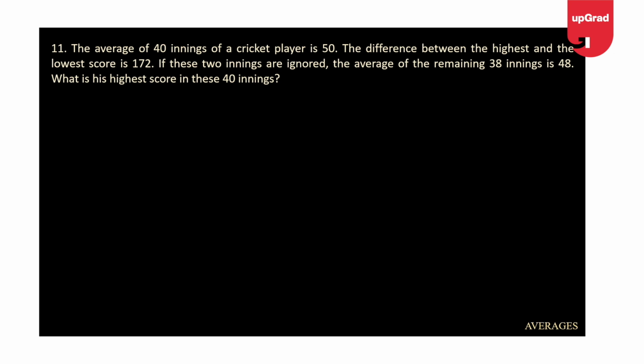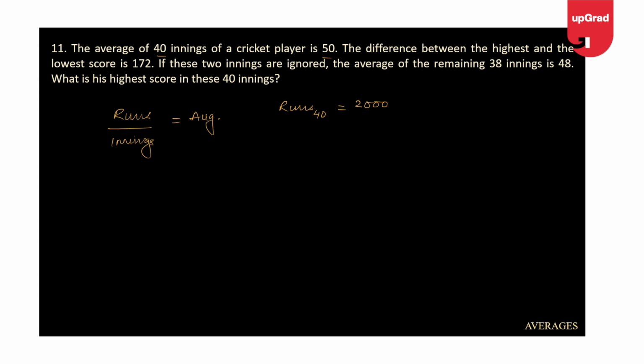So the question says the average of 40 innings of a cricket player is 50. So I know that average is calculated as runs divided by number of innings, and that's what average is in terms of cricket. So from here, I can say that the runs scored by him in 40 innings is equal to 40 multiplied by 50, and that's equal to 2000. So these are the runs he has scored in 40 innings.